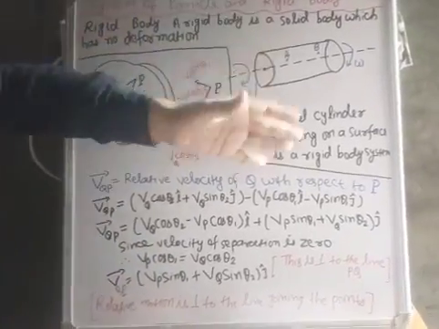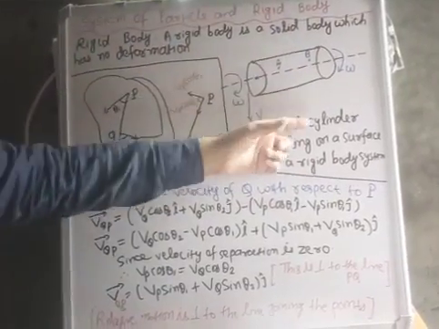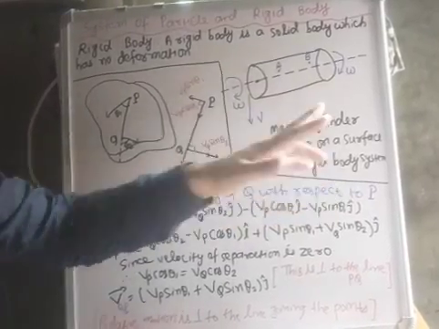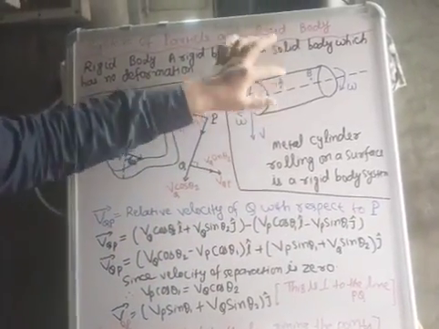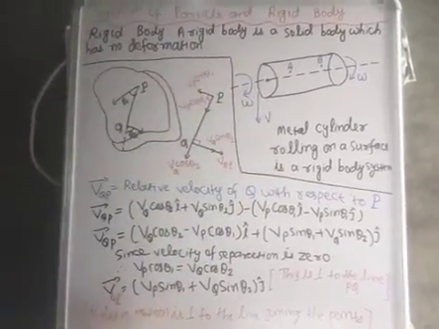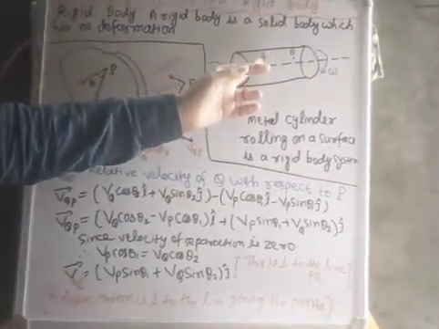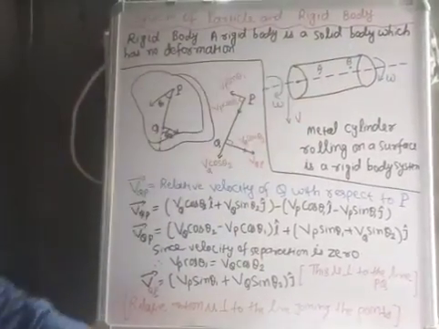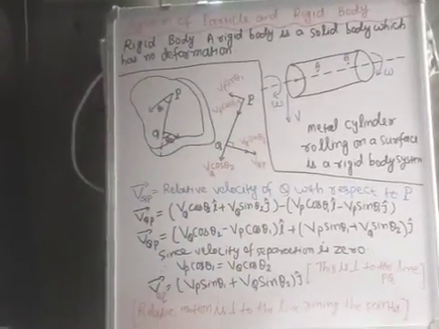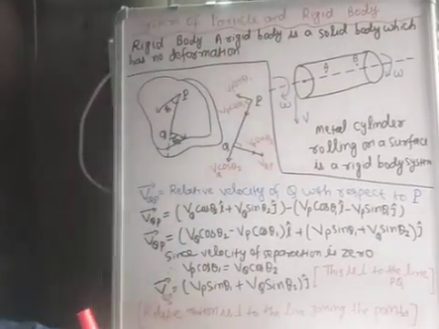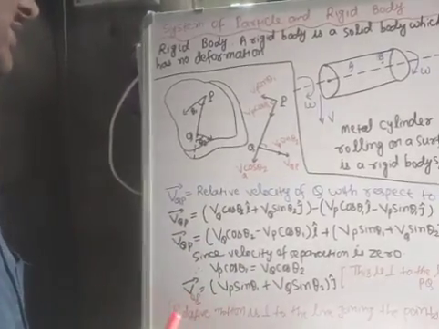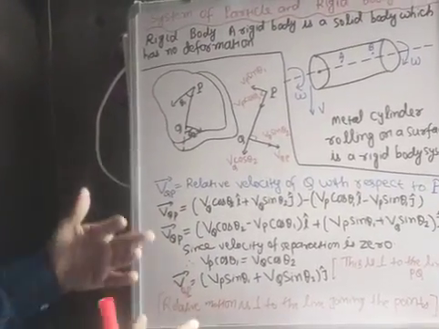Let us take an example of a rigid body. This is a metal cylinder. A metal cylinder rolling on a surface is a rigid body system. It can be an example of a rigid body, because we can say that here the positions of points A and B don't change with rolling of the metal cylinder, and the position of each and every particle with respect to the axis remains constant.